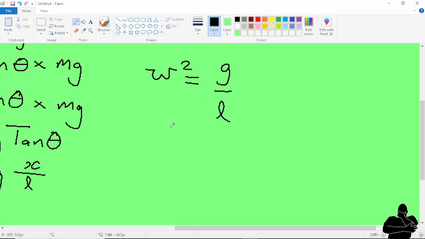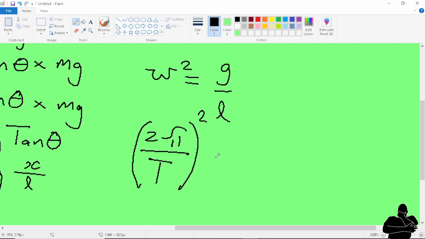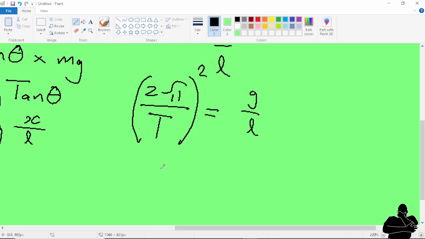We want to find the period. Where does the period fit into this? Well, it turns out that omega is equal to 2 pi over the period. And now that we have it squared, we're going to just square everything, and that would be equal to g over L. Now let us invert both sides of the equation, and we get T over 2 pi, all squared, is equal to L over g.